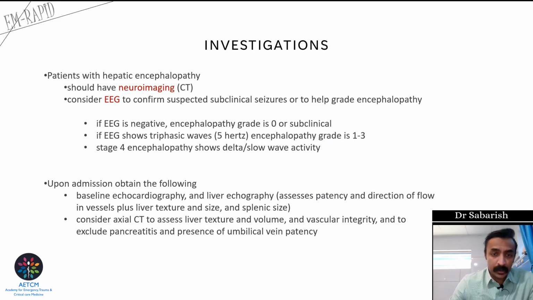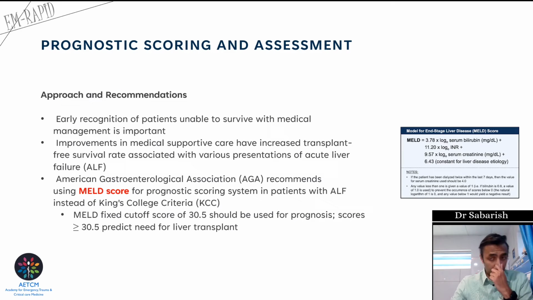And upon admission, always obtain a baseline echocardiograph and a liver ultrasound, and also consider CT of the liver to look for liver texture, volume, vascular integrity, and to exclude pancreatitis and presence of umbilical vein patency. So that is with the basic investigations.